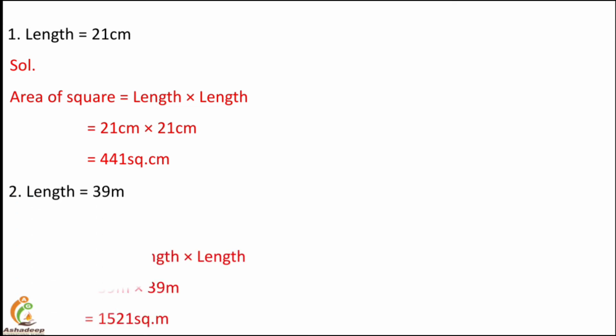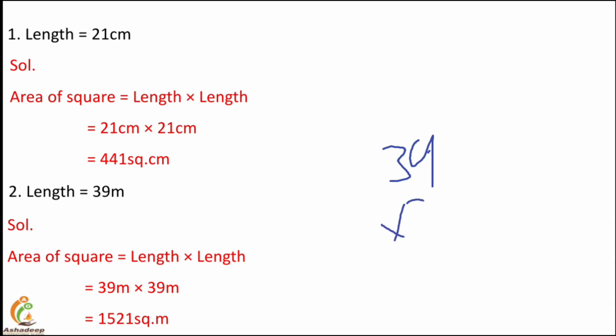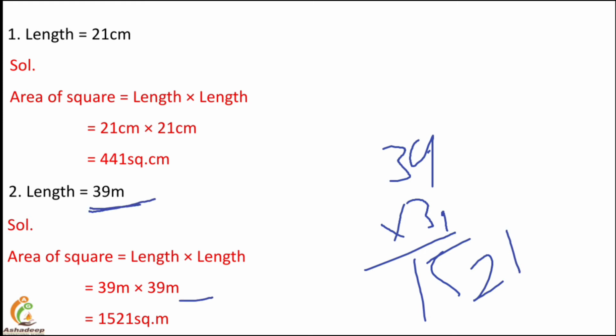Okay, next I have 39 meter. What we do is the same: 39 will be multiplied with 39. You will get the answer as 1521 square meter. Why is it meter? Because the length we have been given is in meter, so it will be written as square meter, not centimeter.